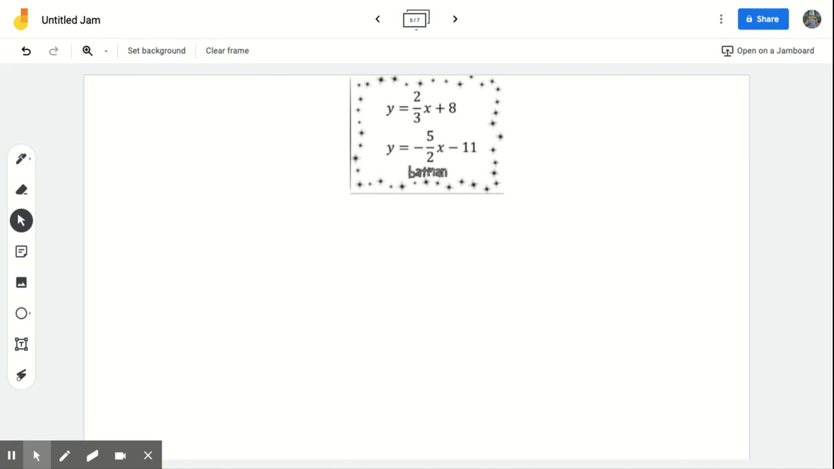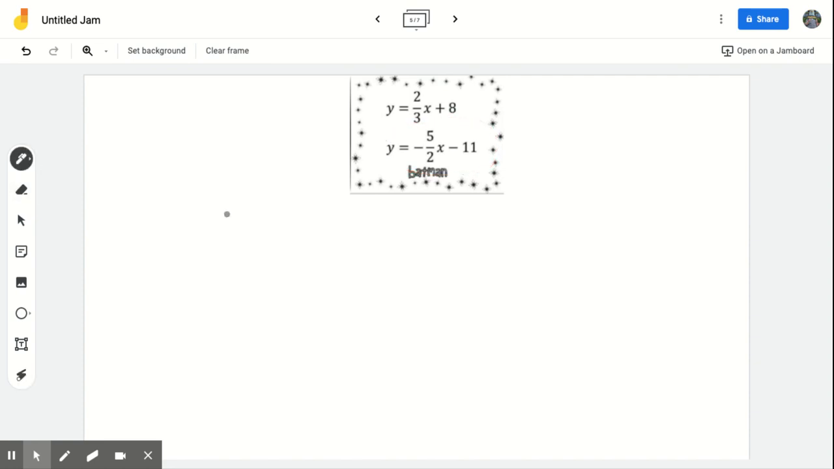Hey everybody, in this short video I'm going to be showing you how to find the solution to a system of equations by setting the equations equal to one another. Alright, so in this system of equations I have y equals 2/3 x plus 8 and y equals negative 5/2 x minus 11. So when I want to set these two to be equal to each other, I notice that they both say y equals, so I know that the y is going to be equal to this.